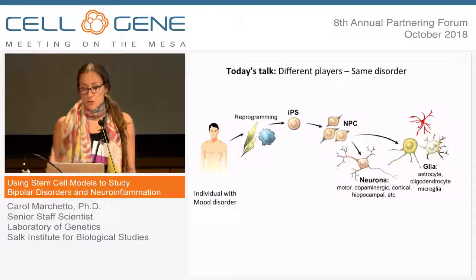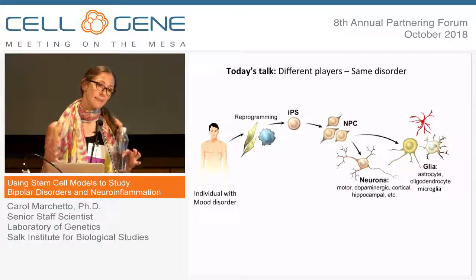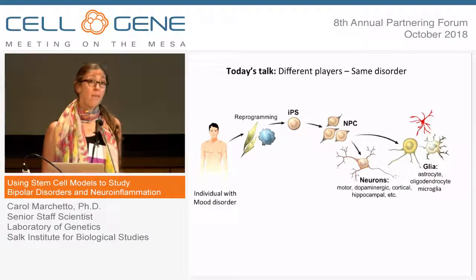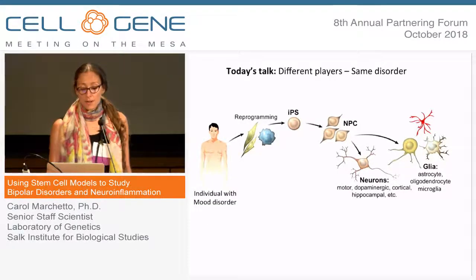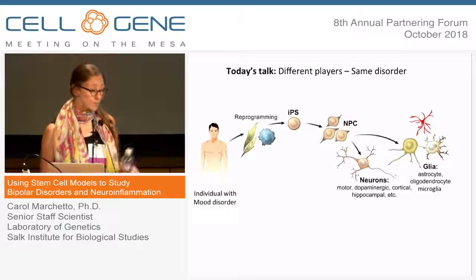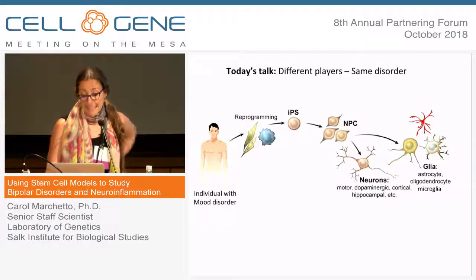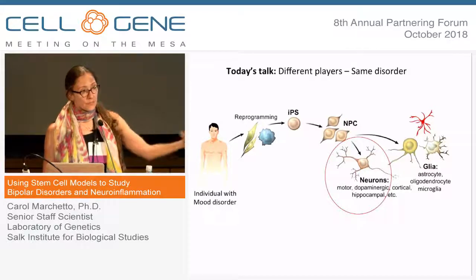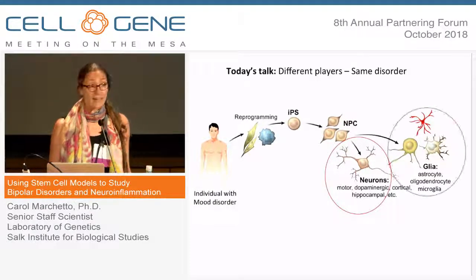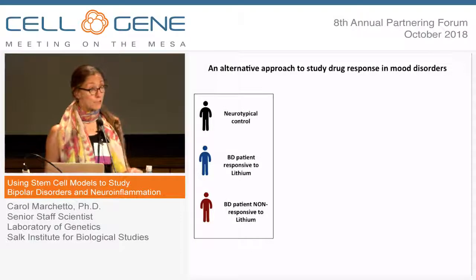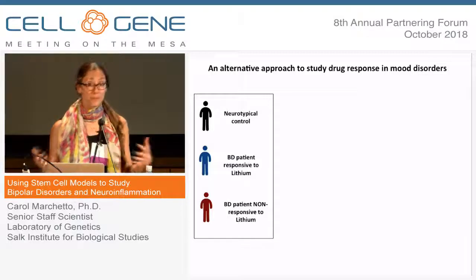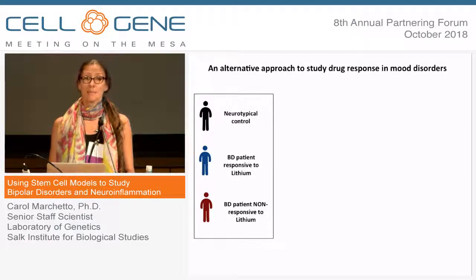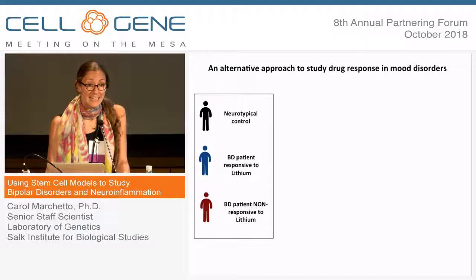So in today's talk, I'm going to talk about mood disorders, taking patient samples from bipolar patients, reprogramming those, and differentiating them into progenitors that can be either neuroprogenitors or glial progenitors, and then studying either the effects on the neurons or the effects on the glial cells. As has been mentioned before, there is great heterogeneity between different patients and different populations, especially when you're trying to do disease modeling in a dish.